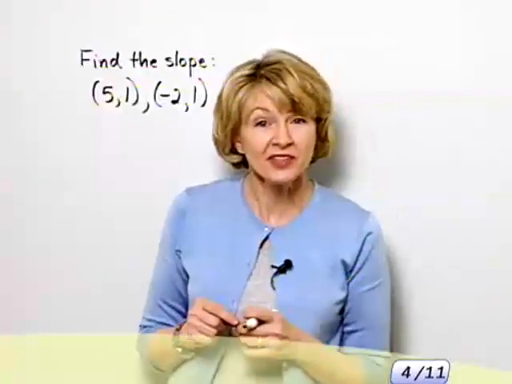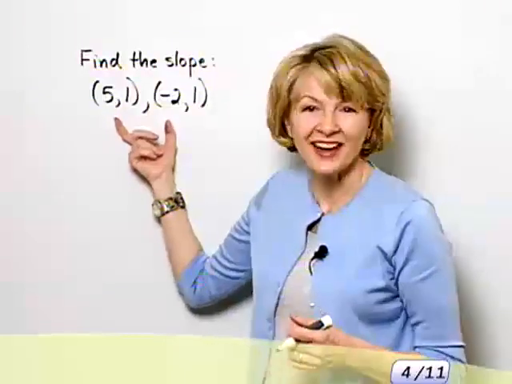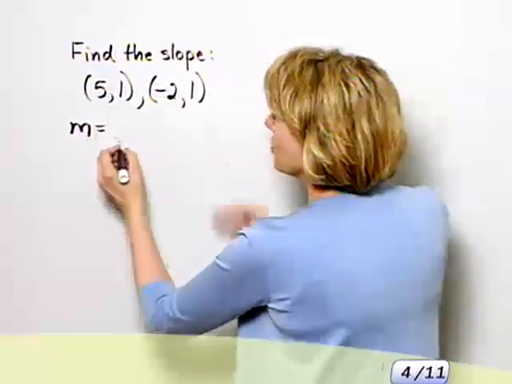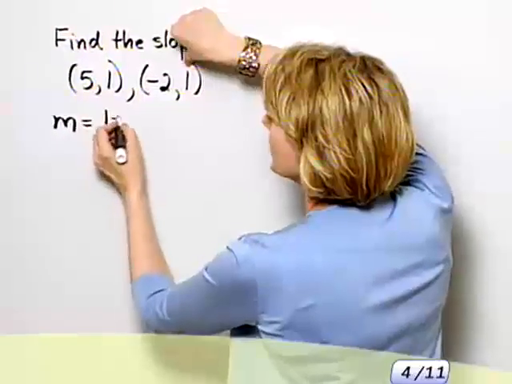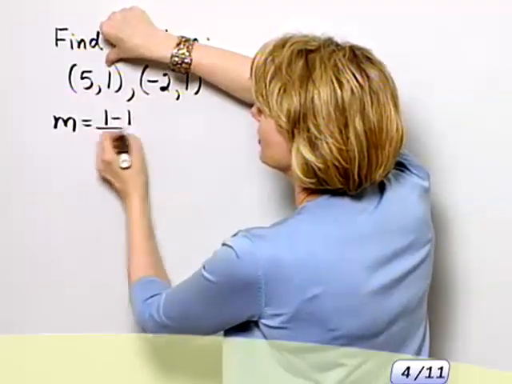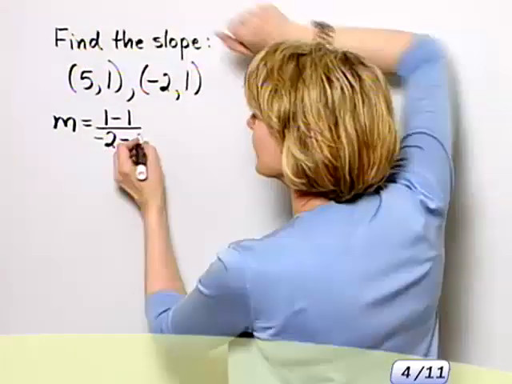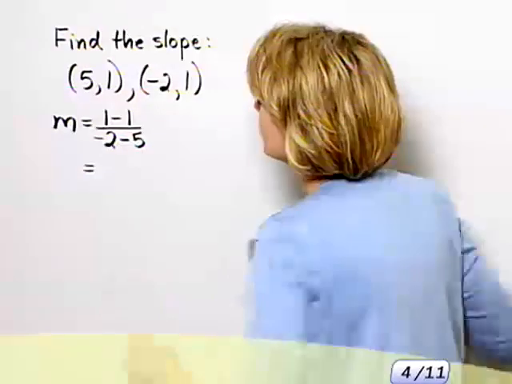Let's find one more slope. Let's find the slope of the line through these 2 points. Remember how to find slope. y minus y over x, negative 2, minus x of 5. Let's see what we have.